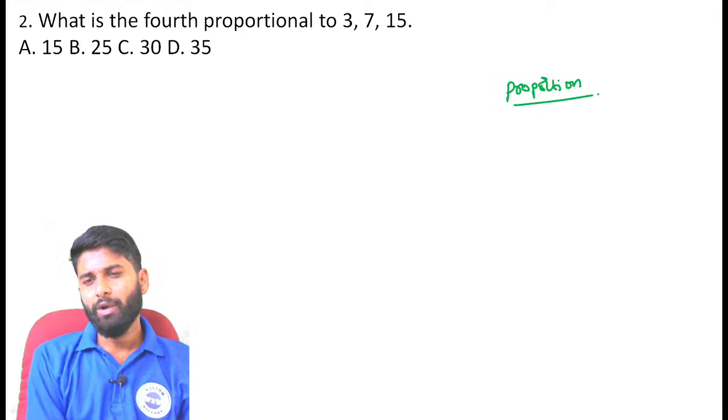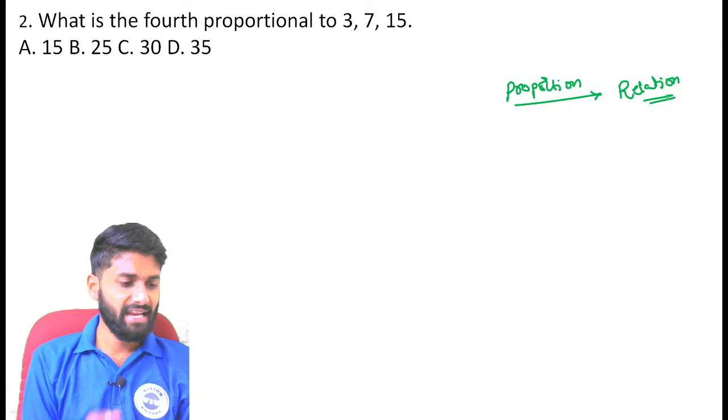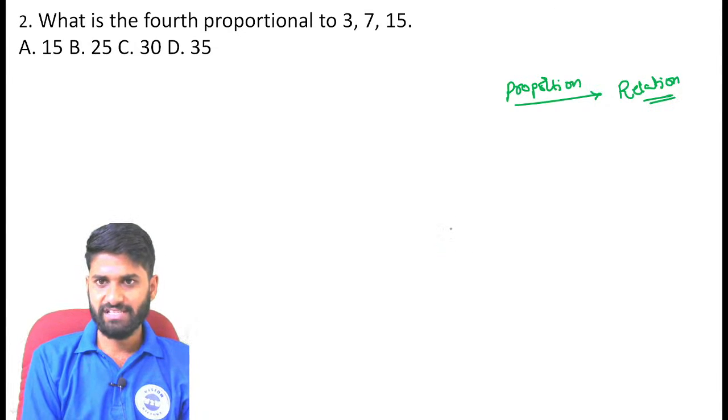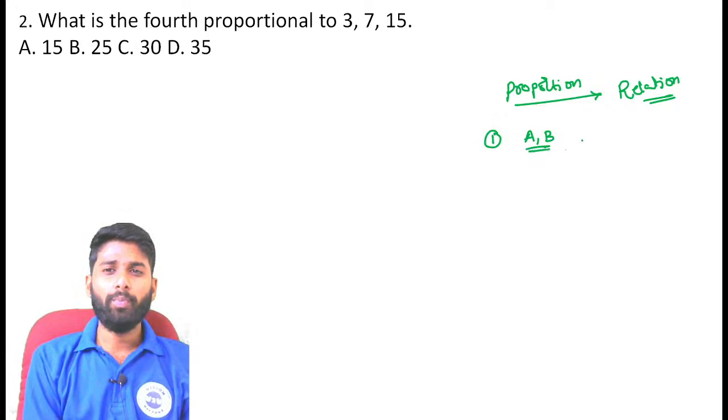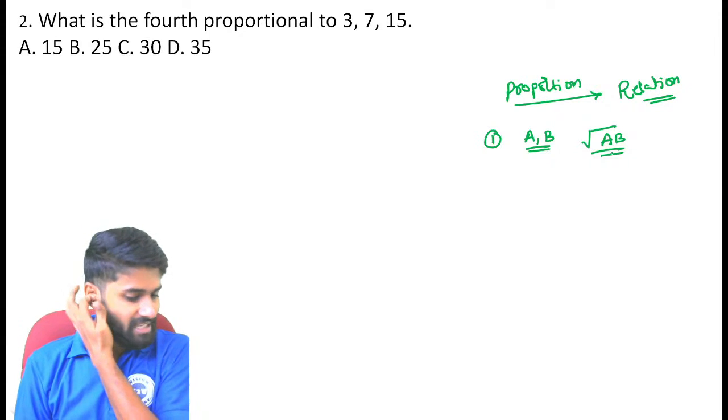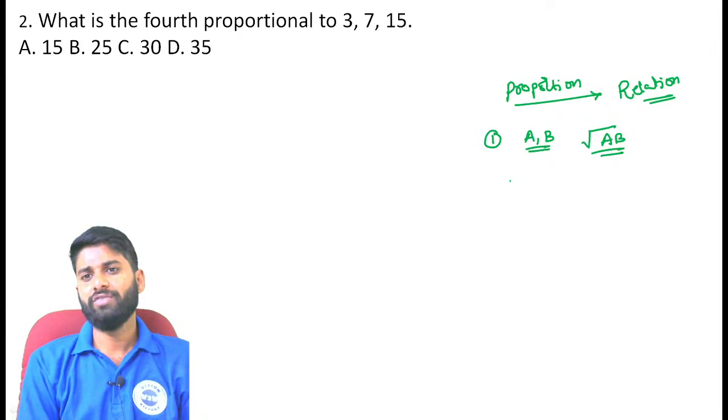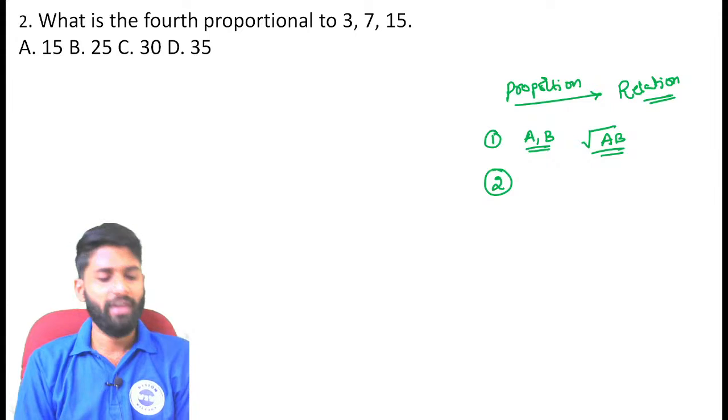Proportion. See what I mentioned in the proportion concept. Proportion deals with the relationship between numbers. For example, if there are two terms A and B, what is the proportion of the two numbers? The formula is root over AB. If two numbers are given and we want the proportion, the value becomes exactly equal to the square root of AB.